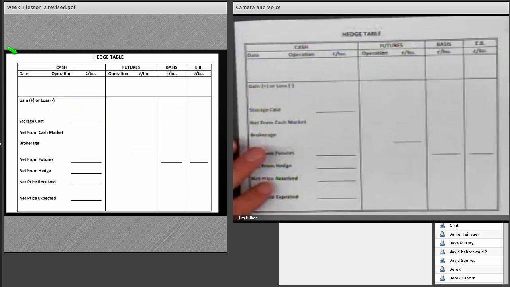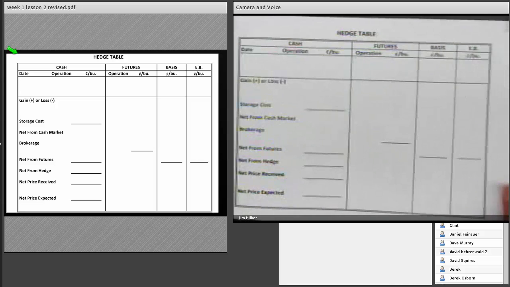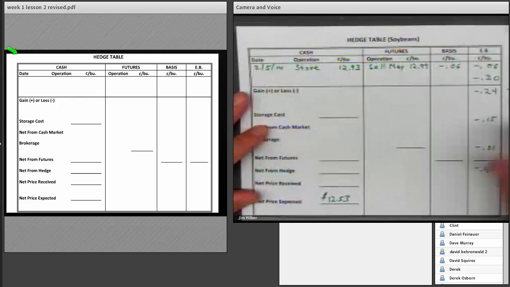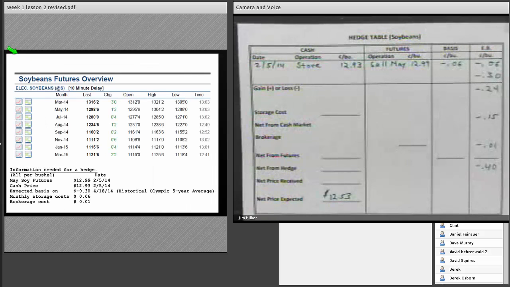So if we jump to the next one, I'm going to sell these beans. Let's say the market goes down to $12. Actually, Steve, if on that screen you could go back here, that'd be useful. I'm going to do a perfect hedge. Here we go. Let's make a point.